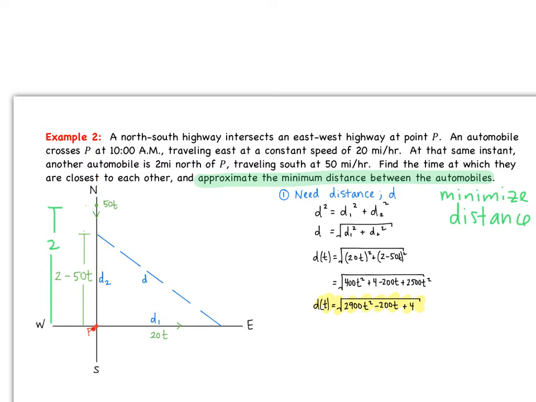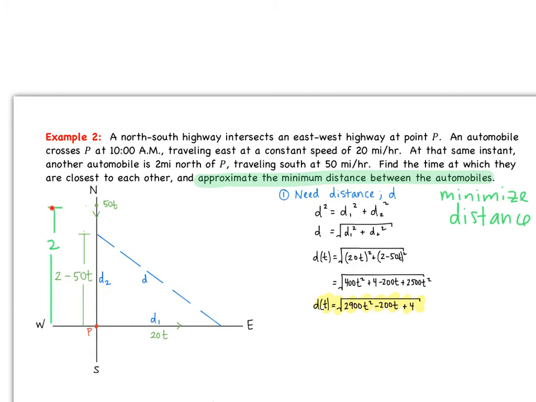So we have a north-south highway meeting an east-west highway at point P. So that's where we stand. An automobile crosses P at 10 a.m., traveling east, so we're traveling east in this direction at 20 miles per hour. But we need to talk about this as a distance. So remember, distance equals rate times time. Distance equals rate times time. So our rate is 20 and our time is t. It's unknown, okay?